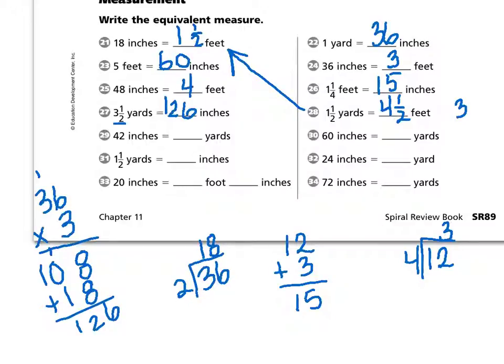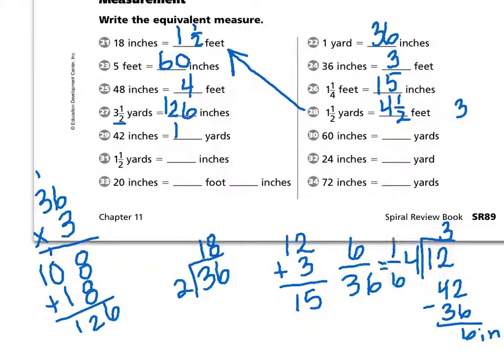42 inches equals how many yards? Well, I can take 42 and subtract 36 from it because that's how many inches are in 1 yard, and I know that would be 6 inches. So I know it's just going to be 1 yard, and then I need to figure out what the fraction is. It would be 6 out of 36 inches left, but I can reduce that to 1/6 because 6 goes into 6 one time and 6 goes into 36 6 times. So it's 1 and 1/6 yards.